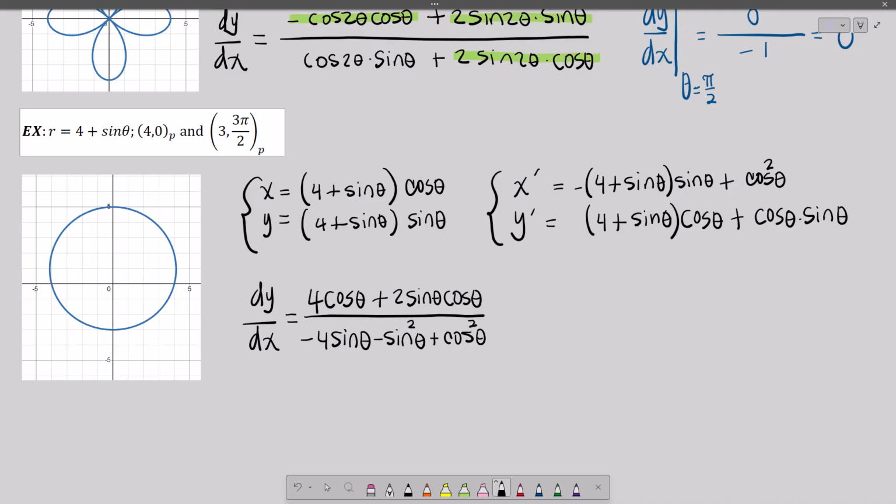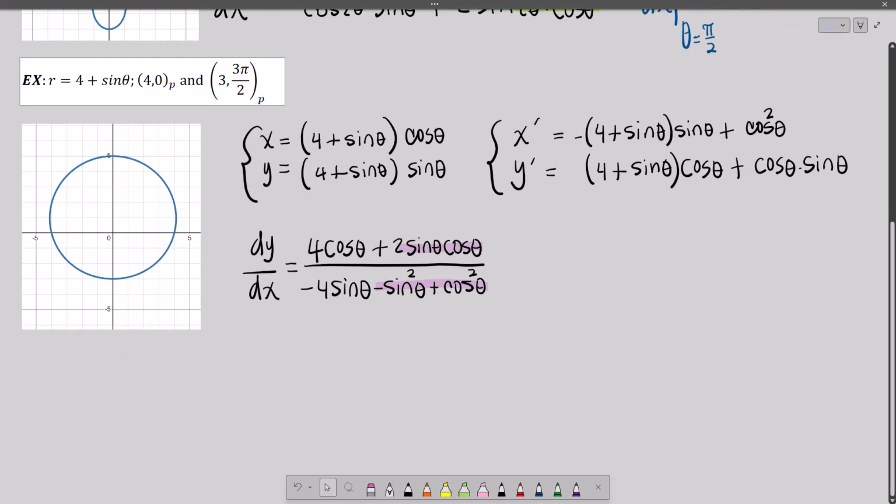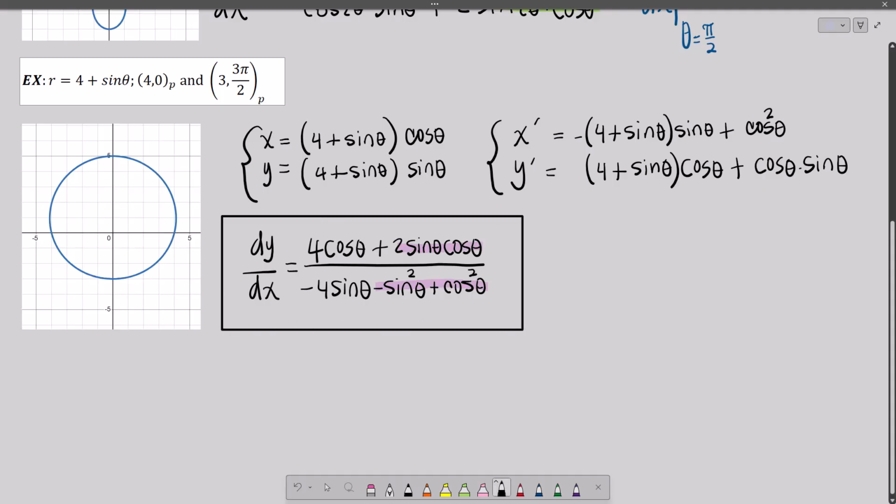And some of you probably are noting that, ooh, aren't those double angles? And yes, you could convert to double angles if you wanted to, but it's not going to help us that much. Both of these are double angles. This is sine of 2 theta, and this is cosine of 2 theta. So you could do that, but we don't need to. So there is our derivative. This tells us the slope of the tangent line at every point on our graph. They ask us to find the slope of the tangent line at 3 pi over 2.